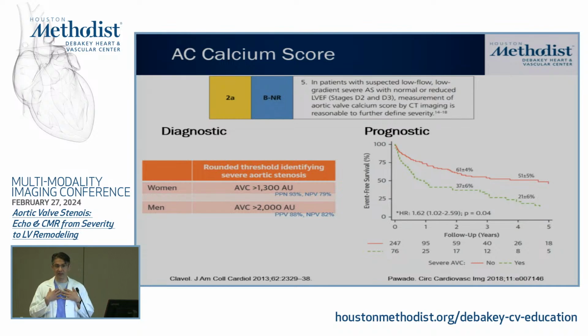I personally think it should go before dobutamine echo, especially in the low EF patients, because you have nothing to lose. If the number is exceptionally high, and we've seen very high numbers, you know that if not today, within a few months, this patient is coming back to you with severe aortic stenosis. So in these low flow, low gradient situations, definitely consider a non-contrast scan.